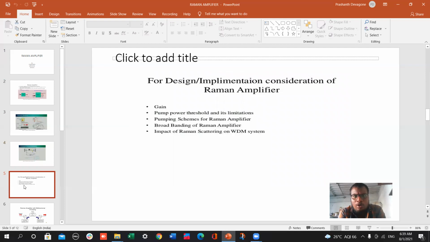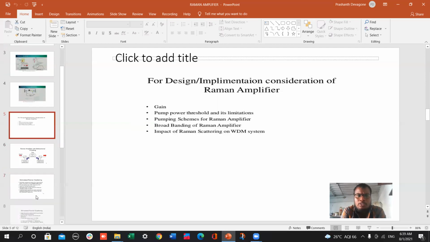For design or implementation constraints of Raman amplifiers, there are gain, pump power threshold and its limitations, pumping schemes, broadbanding of Raman amplifiers, and the impact of Raman scattering on WDM systems.